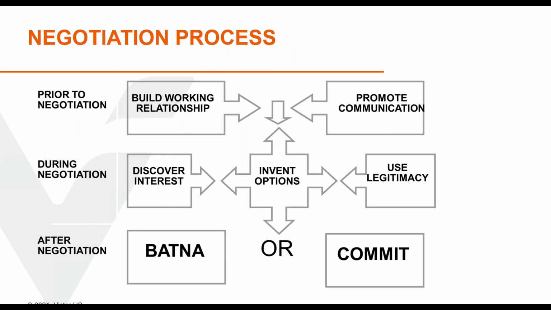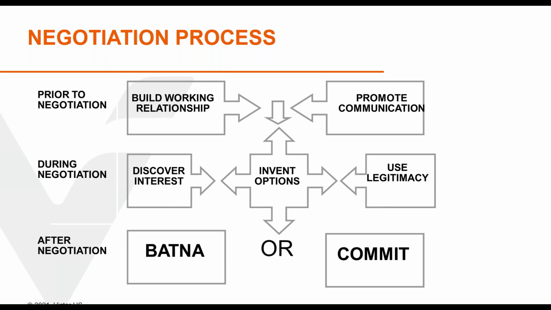So from a schematic standpoint, this is what the idea is. Prior to negotiation, you try to build a working relationship and promote communication so that both parties have the same set of facts that they are working off of, and then discover what the other party's interests are, what is important to them. Use legitimacy to develop options, citing important precedent and what typically happens in these types of situations, and then you invent options.